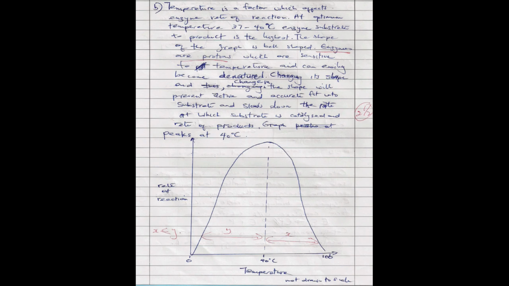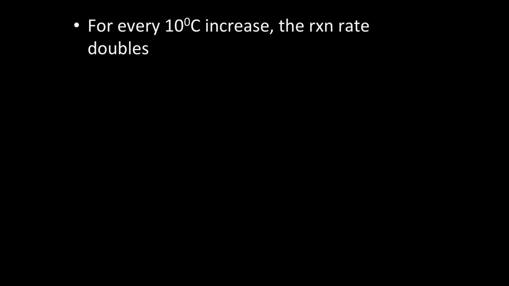Some students, the downfall in this question is that they immediately go to the optimum temperature part, and once you pass that, you have denaturation, and they really focus on that. But remember, there are two sides to this story. The enzyme is not denatured immediately. As you gradually increase temperature, the rate of reaction is going to increase.